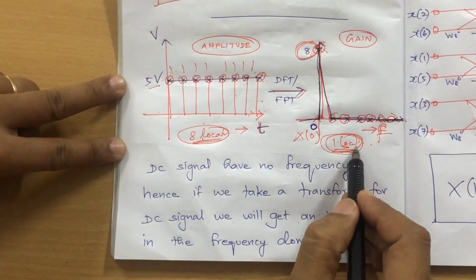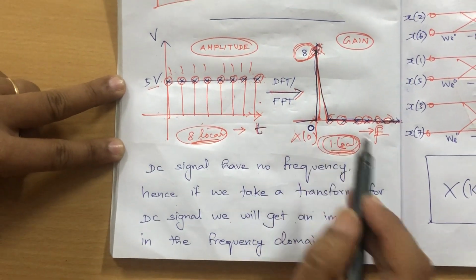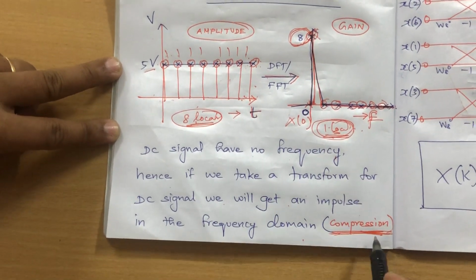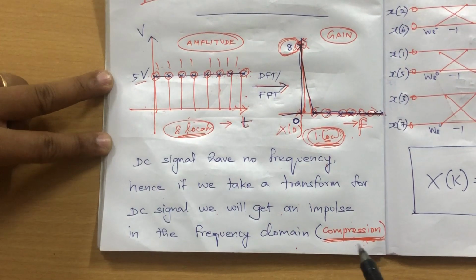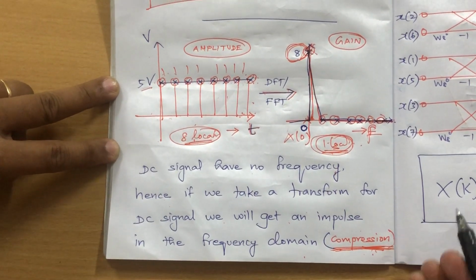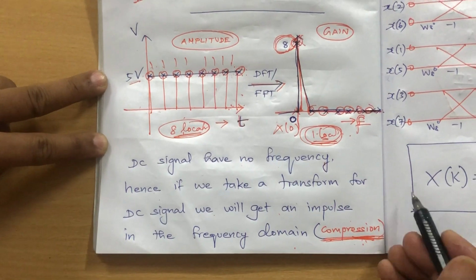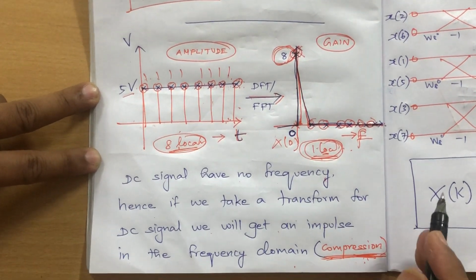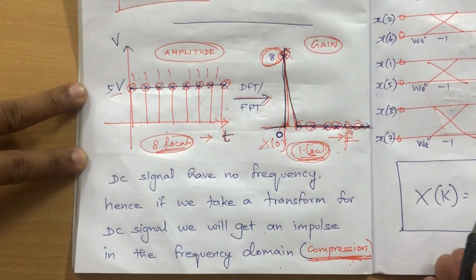So transforms are always helpful in compression. It is very interesting. Transforms help us to do compression. Because compression is mandatory, all videos and audios are compressed signals. Video, audio and images are all compressed. MPEG videos are compressed signals. JPEG images are compressed signals.